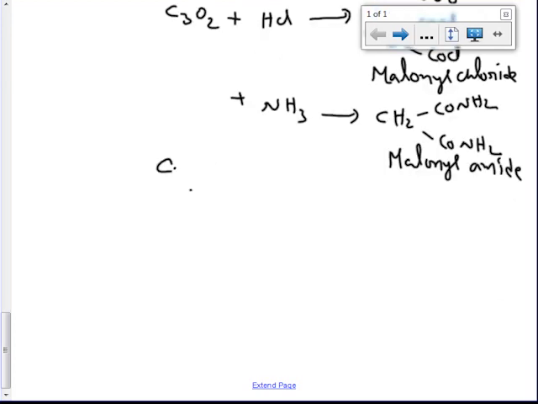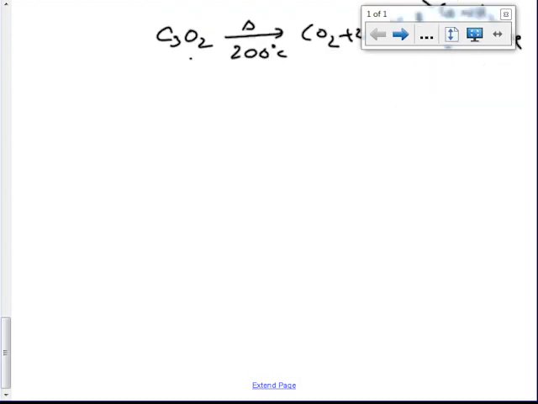C3O2, on heating, will be decomposed into carbon dioxide and carbon at around 200 degrees Celsius. This is about carbon suboxide. And the fourth important compound of carbon is carbonic acid.